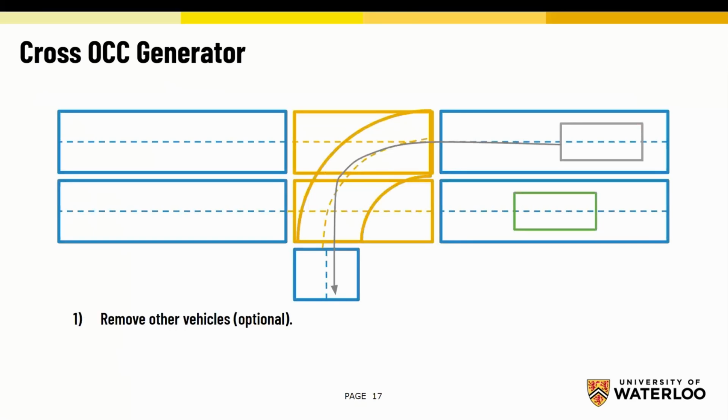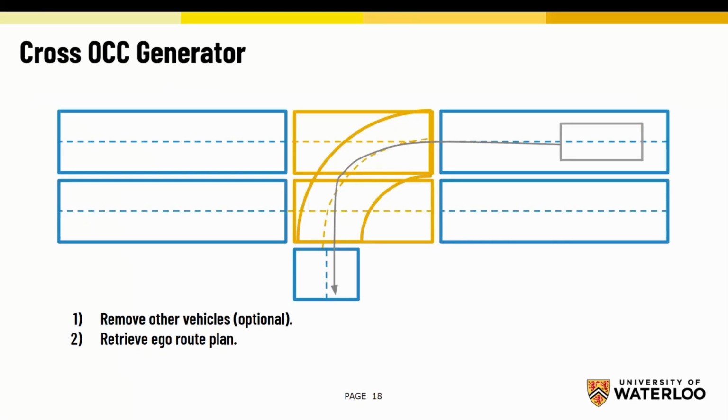In step 1, we're going to remove all vehicles that are not ego. This is optional, but the reason we do it is because it increases the odds of us generating exactly the type of scenario we want, instead of ego crashing into something else unexpectedly. It also makes it easier to generate scenarios in general, because with fewer other vehicles taking up space in the road, we have more potential areas where we can place our own. So it's gone.